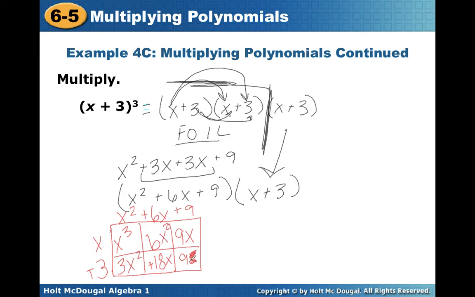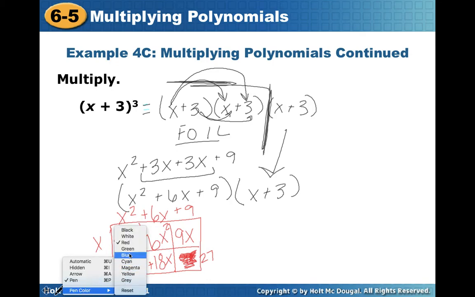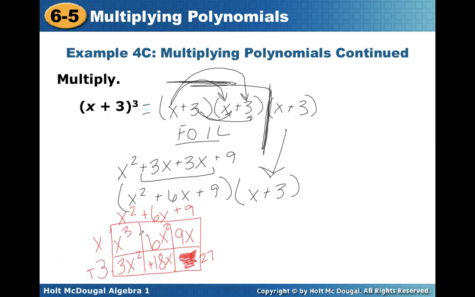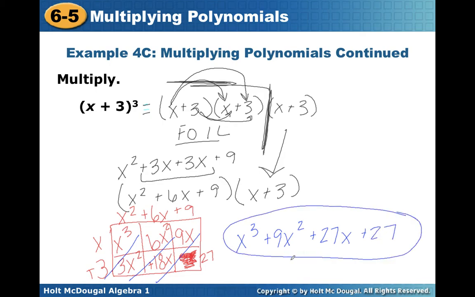No x here, just 9. Oh, not even 9. Oof, my bad. It should be 27. If we did this correctly, we should be able to look diagonally, and they'd be like terms. So our answer should be x cubed. Then we add these two together, which gets you 9x squared. Here getting us 27x, and then lastly 27 cannot be combined. And there's our final answer.